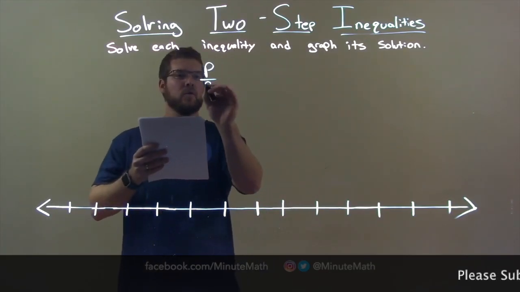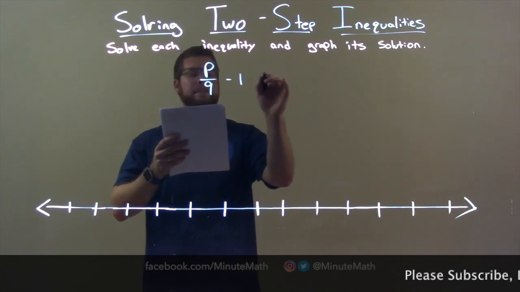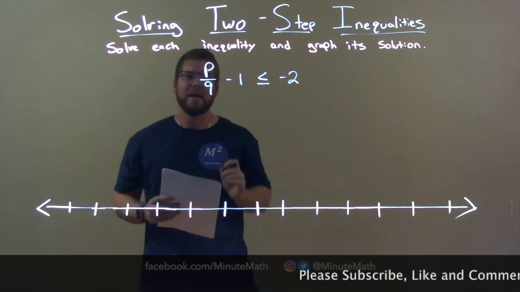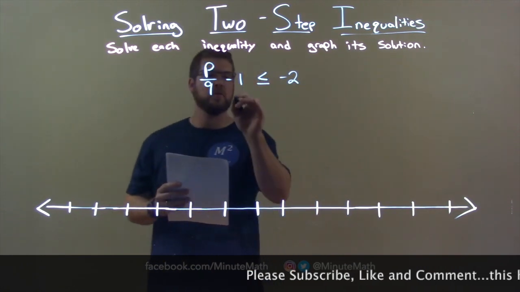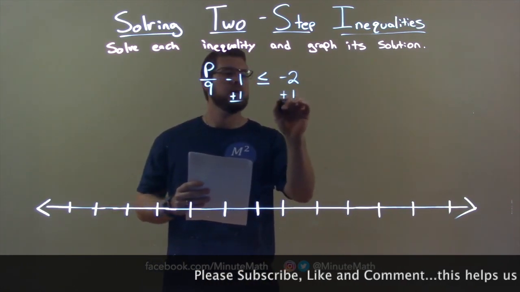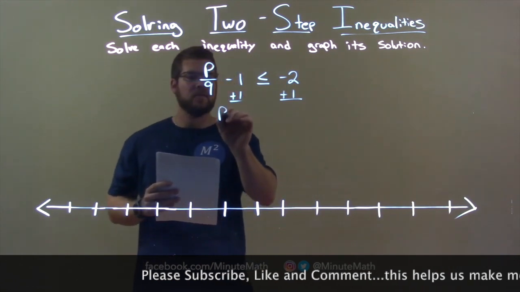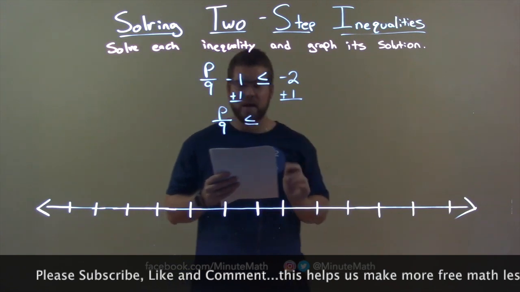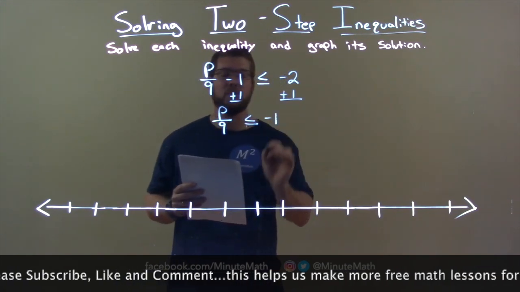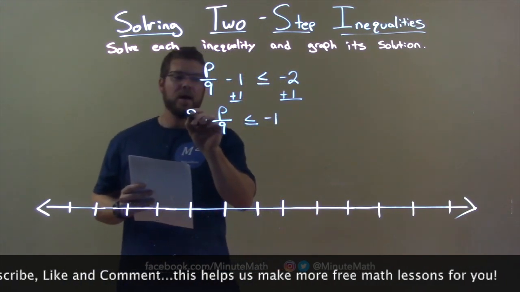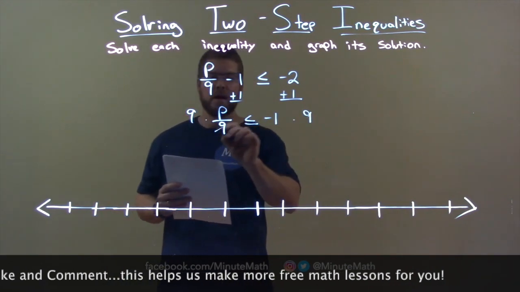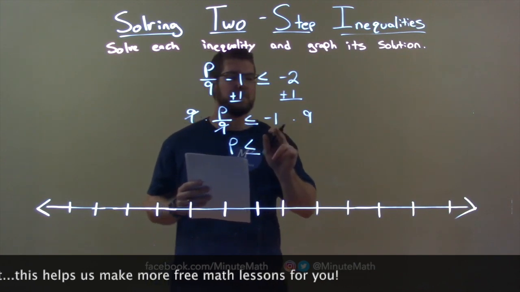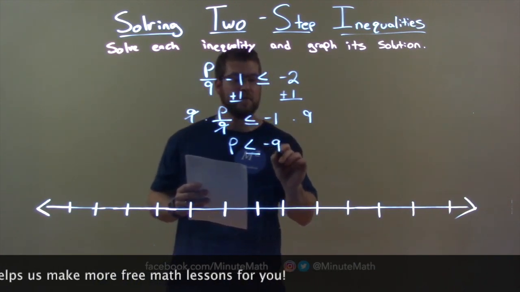p over 9 minus 1 is less than or equal to negative 2. I want to get p by itself. First step to do that, add 1 to both sides. p is now not by itself, it's p over 9, and it's less than or equal to negative 2 plus 1, which is negative 1. Now we multiply 9 to both sides. The 9's cancel, and p is now by itself. It's less than or equal to negative 1 times 9, which is negative 9.